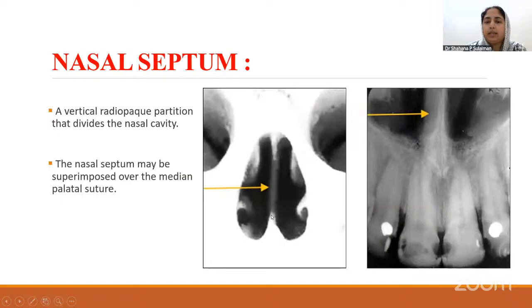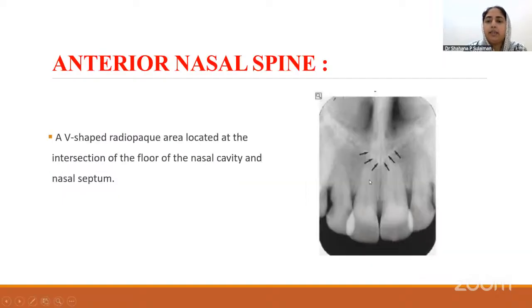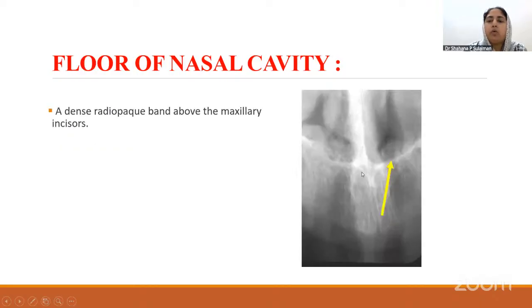Now this nasal fossa is divided into right and left cavities by a thick radio-opaque band, which is known as the nasal septum. The nasal septum ends in a sharp pointed projection, which is known as the anterior nasal spine. So the anterior nasal spine is appreciated as a V-shaped projection beneath the roots of the maxillary central incisors. Now the anterior nasal spine, on either side, extends into the floor of the nasal cavity. The floor of the nasal cavity has denser bone, so it appears as a radio-opaque line.